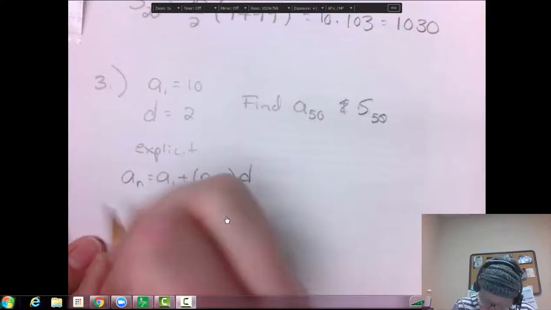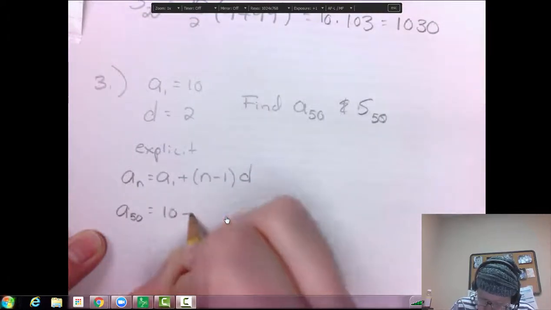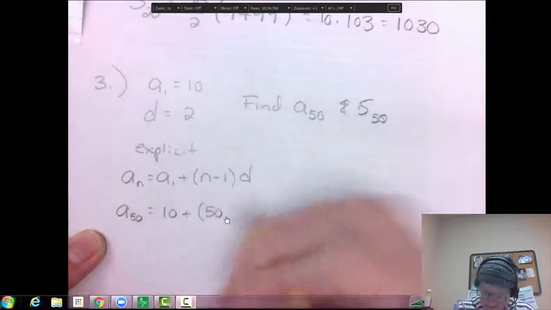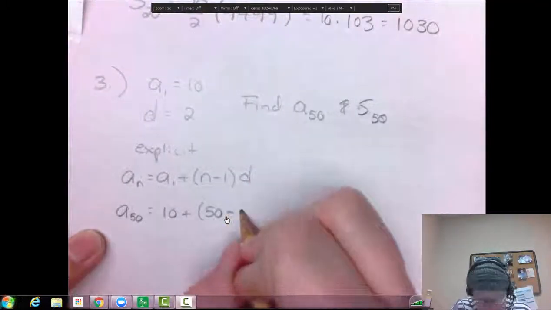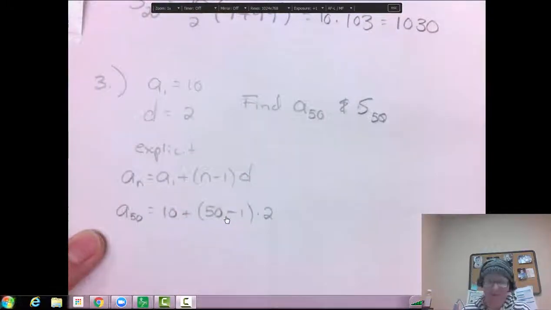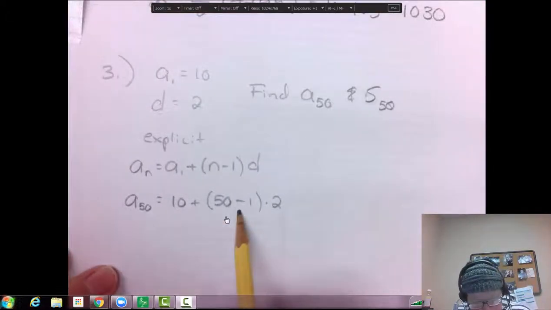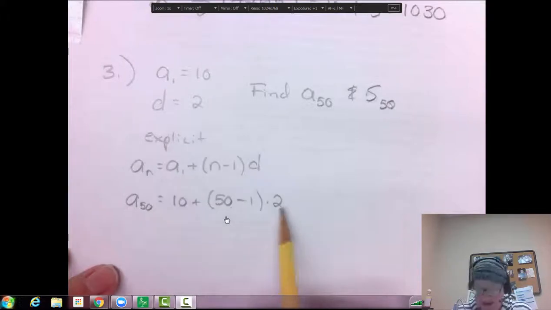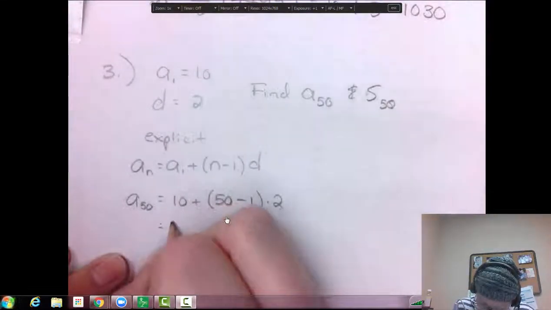So we want to find the 50th term. So we would say A1, which is 10, plus n, how many terms is 50, right? Because we're going to the 50th term, minus 1 times d. Well, d is 2. That's our common difference. And then we just simplify this. 50 minus 1 is 49. 49 times 2, make sure you multiply first. And then add the 10 is 108.